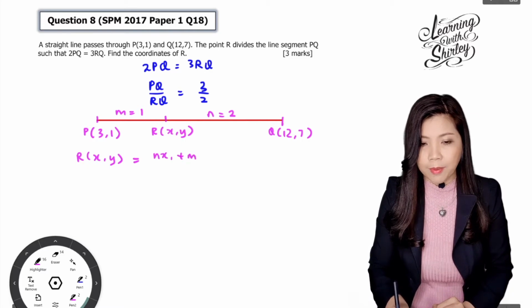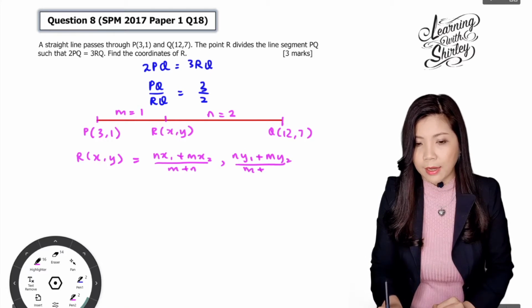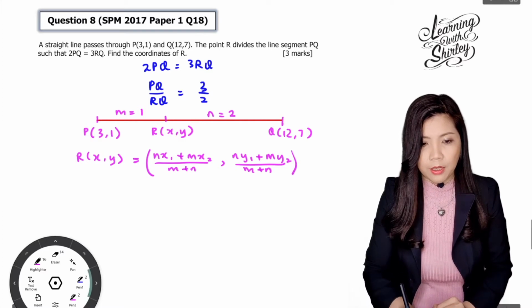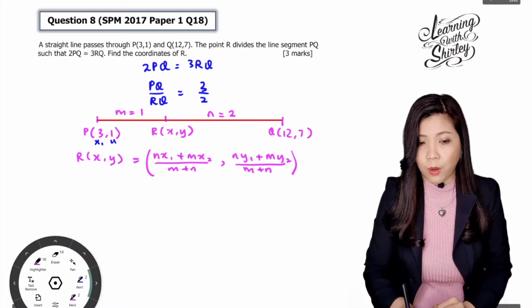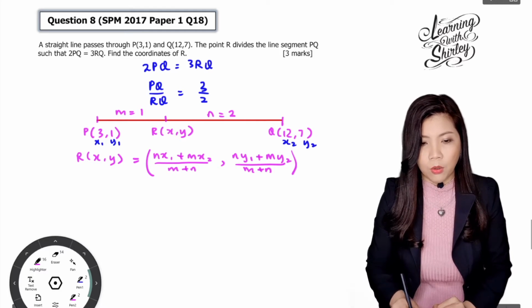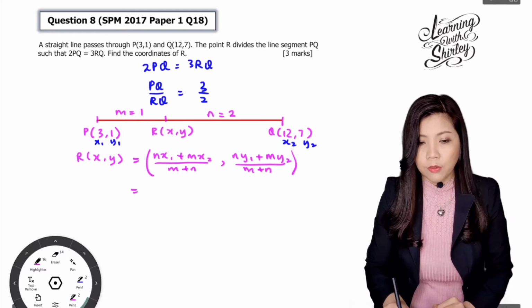R(x,y) equals ((Nx1 + Mx2) over (M + N), (Ny1 + My2) over (M + N)). Here will be your first point, which is (x1, y1), and here will be your second point, which is (x2, y2). So now we can substitute the values into the formula.